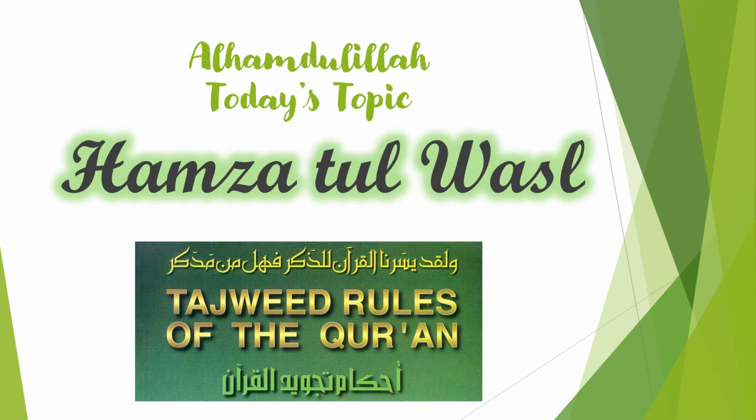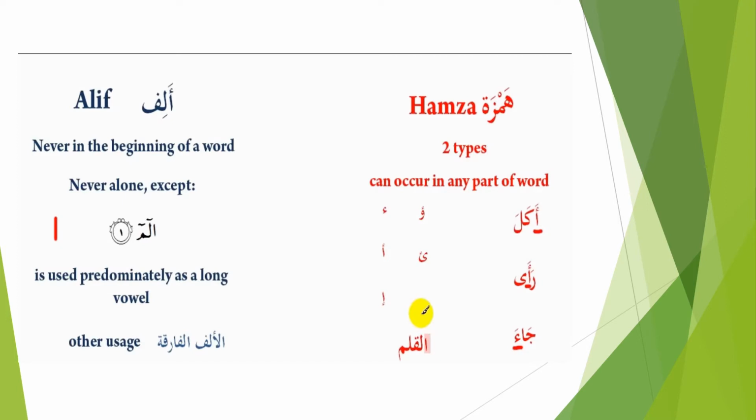So even before we go and start understanding what is Hamzatul Wasl, let's take a quick look and see what is a Hamza. And even before we talk about a Hamza, let's talk about this straight line which is known as an alif. So we learned in our previous setting also that alif is never in the beginning of a word. It's never alone except in alif lam mim, which are the huruf muqatta'at. It is usually a long vowel and it never takes any harakah or movement on top of it.